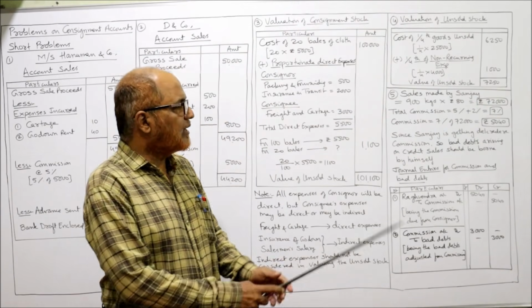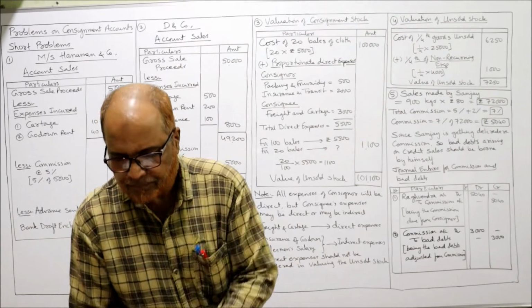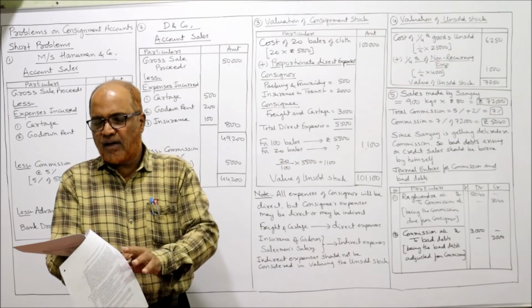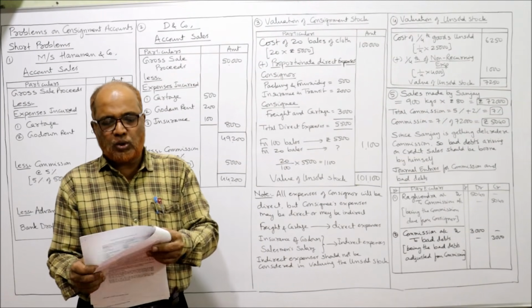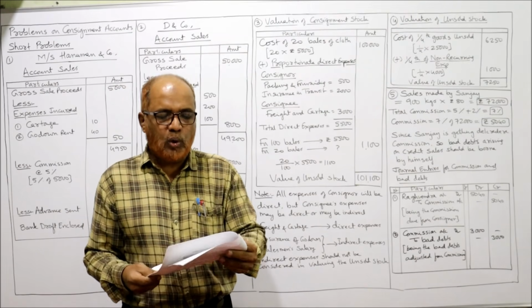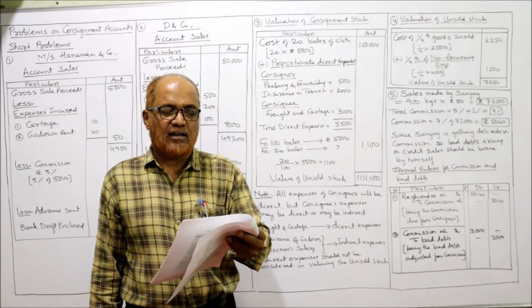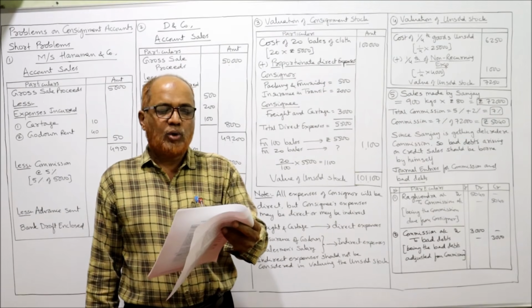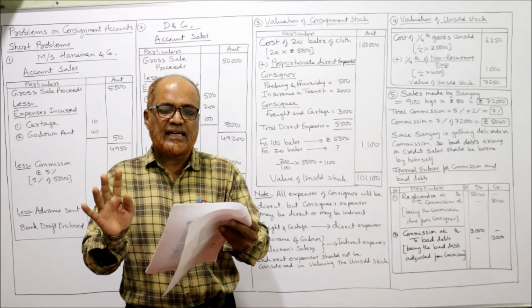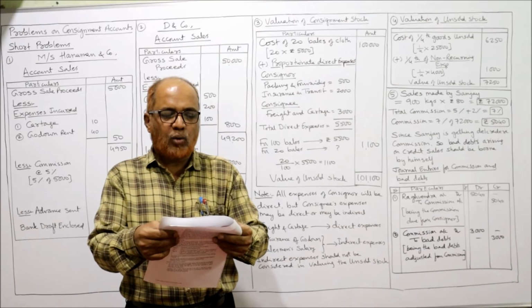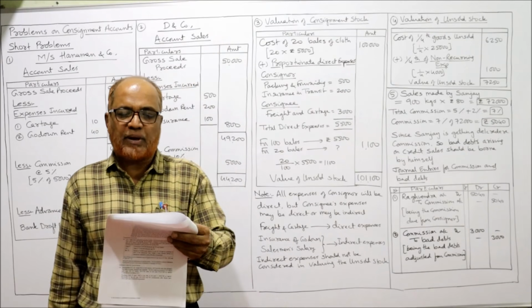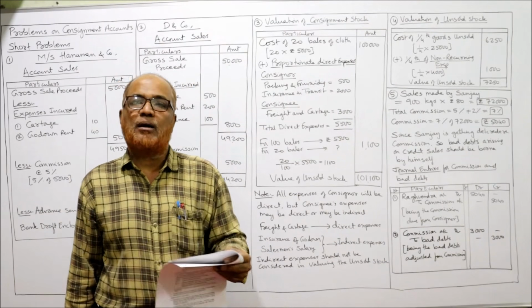That's it. Now we'll come to the next, 5th problem. See problem number 5. Raghavendra sent 2,000 kilograms of wool to Sanjay on consignment basis. Raghavendra is the consignor, Sanjay is the consignee. 2,000 kilograms of wool is sent. The terms were that Sanjay would get 5% commission plus 2% del credere commission.